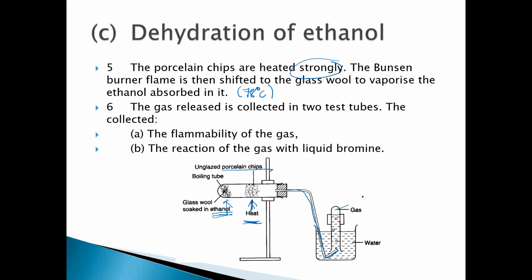The gas I am going to get is ethene, correct? Dehydration is from an alcohol. I take out the water, I am going to get an alkene. So if teacher is using ethanol here, I will get ethene. So far, are you following teacher?